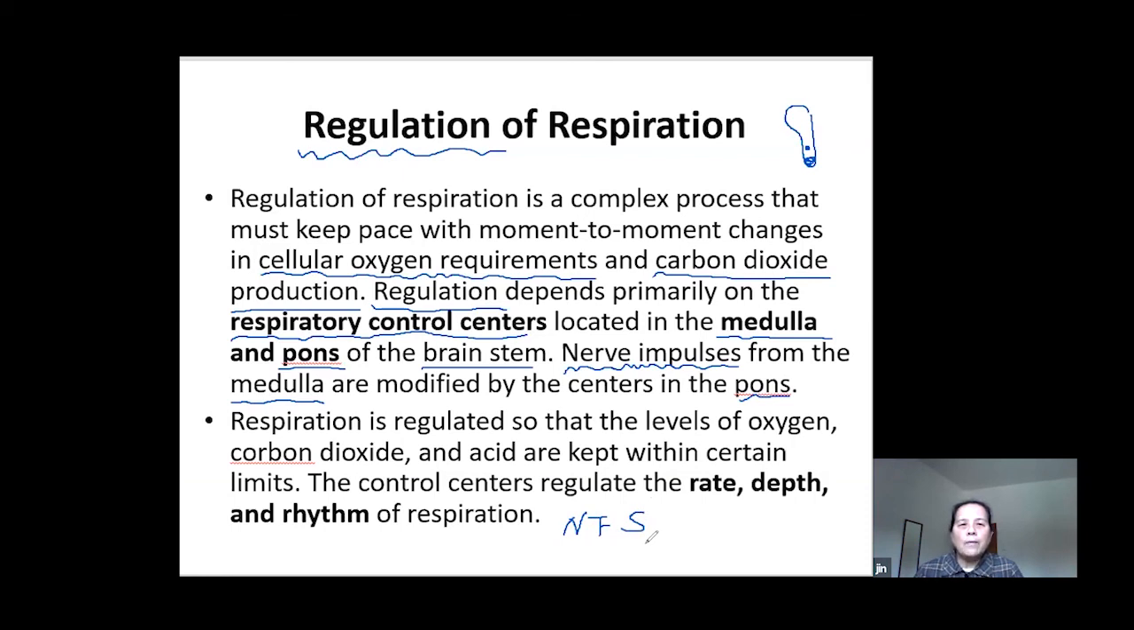We still have receptors. Inside the body, we have receptors that can sense the oxygen level inside the blood. They can sense the carbon dioxide level inside the blood. And also the acid level, like the pH.